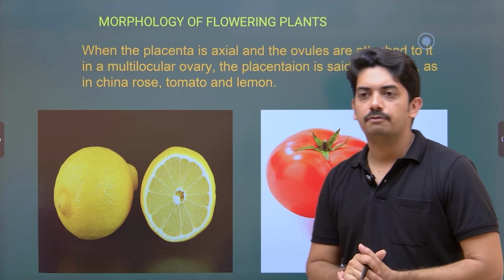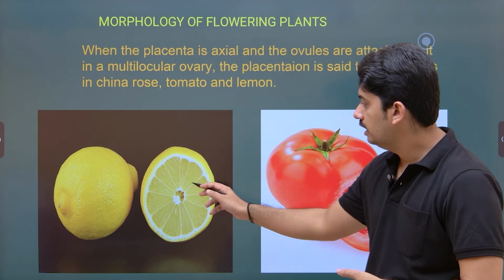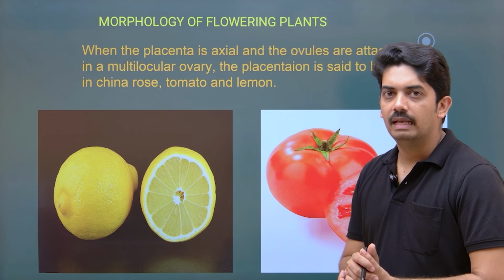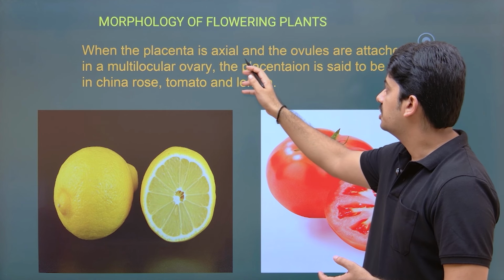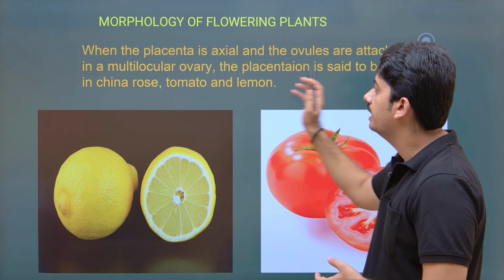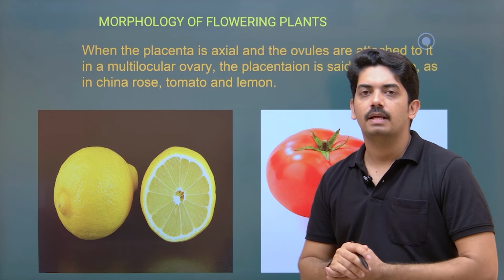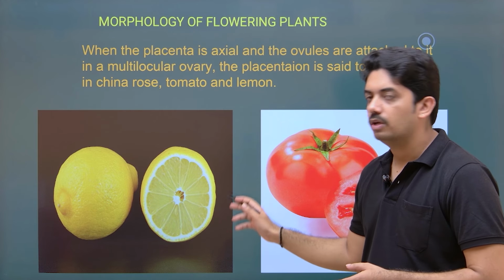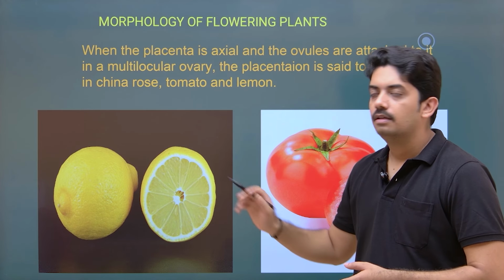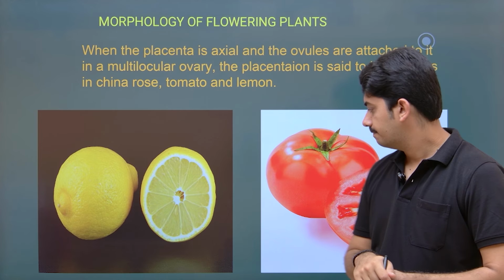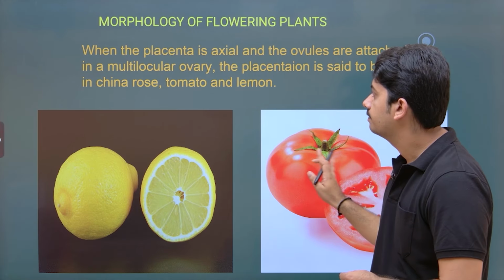Now, this is an example for axial placentation. Clearly you can see this is the citrus fruit, lemon. When the placenta is axial and the ovules are attached to it in a multilocular ovary, the placentation is said to be axial placentation. So it is the multilocular ovary. Locules means chambers. All these are the chambers. Here you can see the arrangement of seeds. Okay, here also you can see tomato, axial placentation.